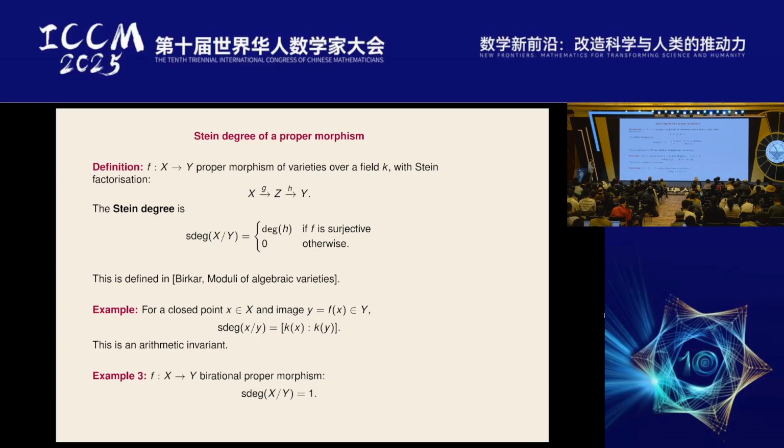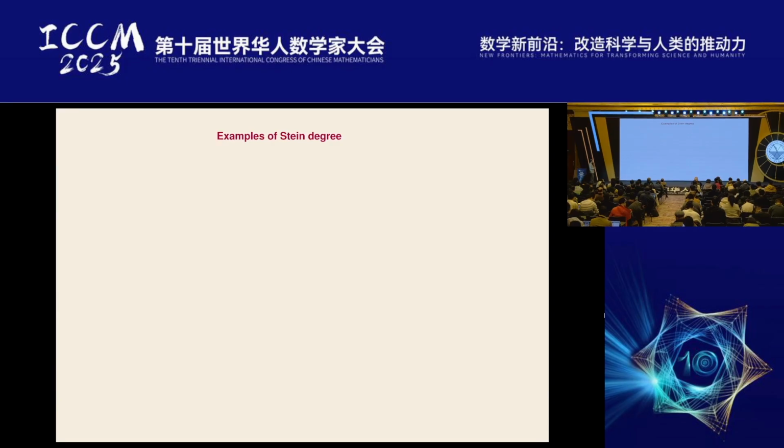Okay, let's look at some examples. If you have a proper birational map, then not surprisingly, the Stein degree will be 1, because birational maps are isomorphisms over some open set. Generically, they are isomorphisms, and therefore you have connected general fibers, and the Stein degree is exactly 1, so that is not surprising.